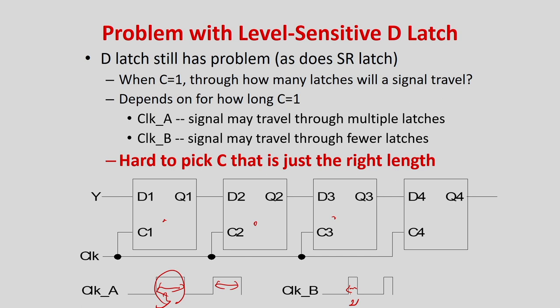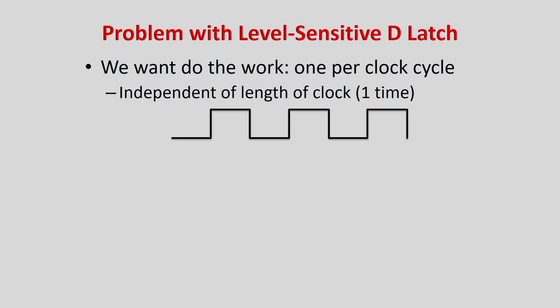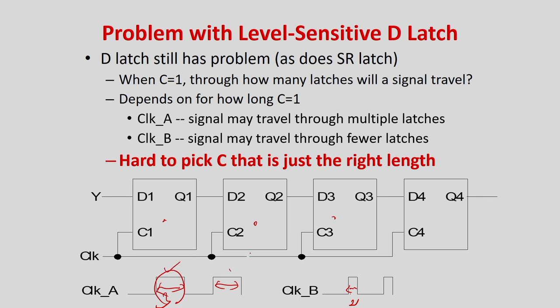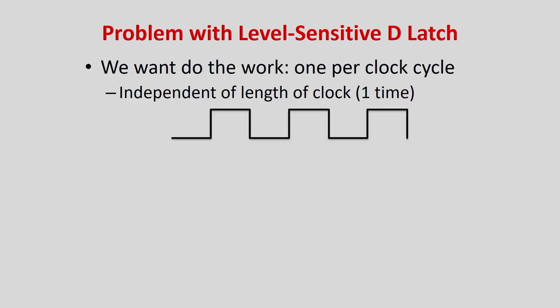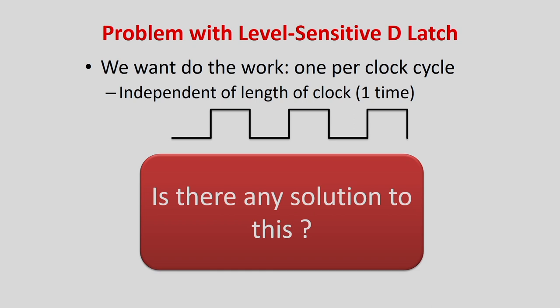So, what are the solutions? We want only one bit to shift per cycle, independent of the length of the clock, whether for this clock or that one, independent of the clock width. Is there any solution? If we want independence from the length of the clock, we need to look at something different. Instead of the width or the value C equal to 1, let us look at when it is going up or when it is going down. Either one.